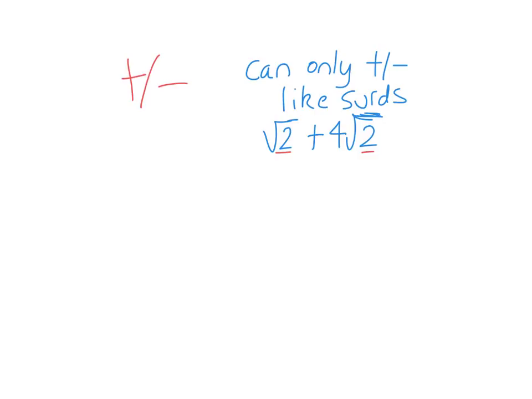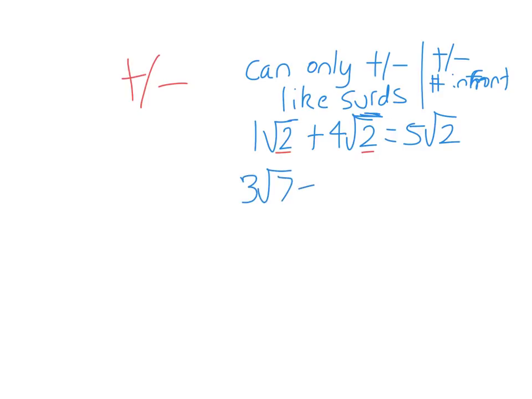So just like when we're adding or subtracting terms, we just add or subtract the numbers in front of the surds. So the square root of 2 is the same as 1 times the square root of 2. Sorry, that should say in front. So that just simplifies to 5 root 2. If I have like 3 root 7 minus 2 root 7, 3 minus 2 is 1.